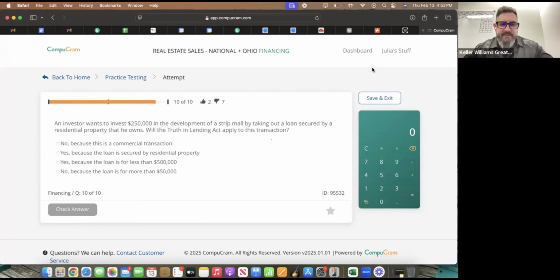Next question. An investor wants to invest $250,000 in the development of a strip mall by taking a loan secured by a residential property that he owns. Will the Truth in Lending Act apply to this transaction? A, no, because this is a commercial transaction. B, yes, because the loan is secured by residential property. C, yes, because the loan is for less than $500,000. Or D, no, because the loan is for more than $50,000.